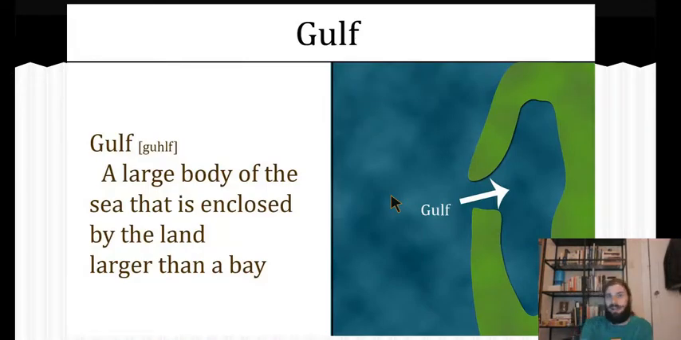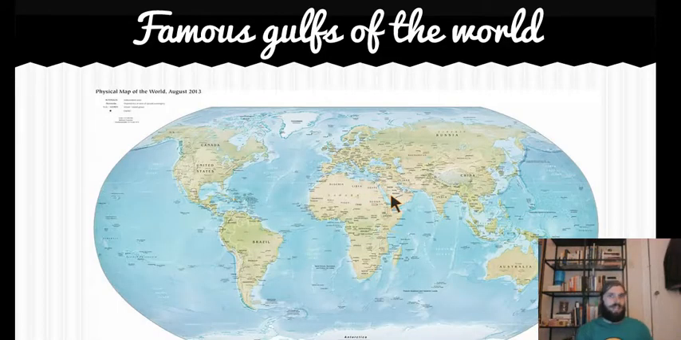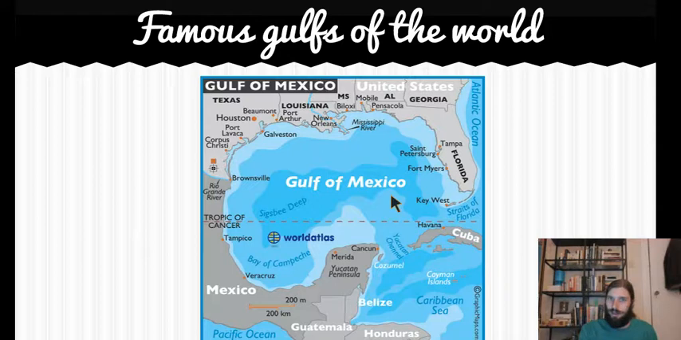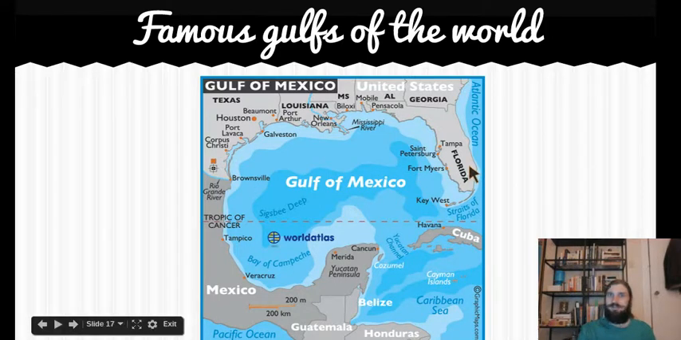Now, next we'll talk about gulfs, all right? Now, a gulf is like the opposite of a peninsula. A peninsula is land almost completely surrounded by water, where a gulf is water almost completely surrounded by land, okay? Famous gulfs of the world, just so we can see another example and help us learn gulfs. The Gulf of Mexico here in North America. Now we see Florida, Louisiana, Texas, Mexico, a few other states that almost completely surround it, but don't completely surround it, and that's what makes it a gulf.